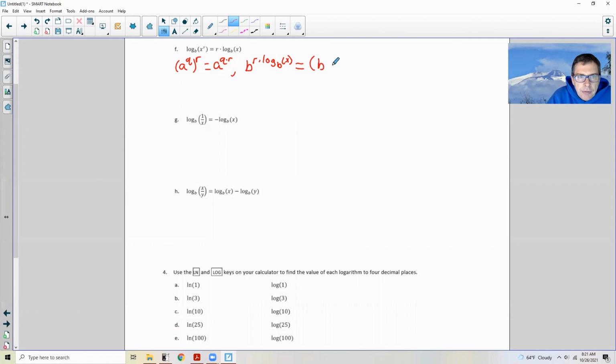All right, so that's going to equal b, our base, to the log base b of x to the power of r. Let me erase that. That's an x.